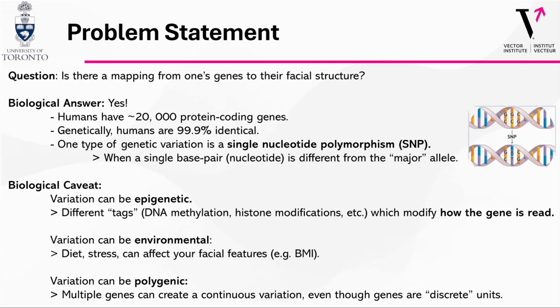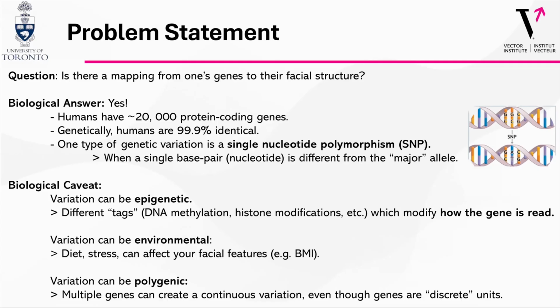And the simple reason why is that humans have around 20,000 protein coding genes. So these are genes that code for specific proteins that can have an effect over your body. Genetically though, if we look at two humans, we're 99.9% gene identical. And so that means that 99.9% of your genes are exactly the same as the person next to you. So a bit of a unifying point.